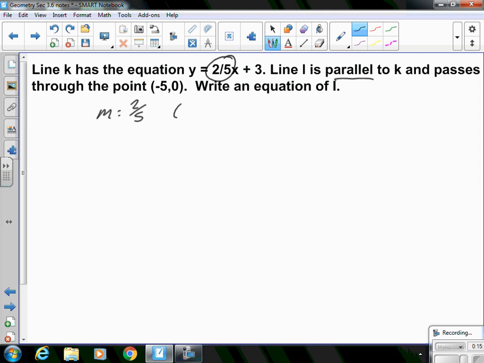And then it's going through the point (-5, 0). And so now that we've used the equation of K to figure out the slope, and we've got a point, now we can go through this just like we did the last one. All right, so plug in the parts that we know to solve for the y-intercept. So using y equals mx plus b, our y is 0, our m is 2/5, x is -5, and b is what we're trying to solve for.